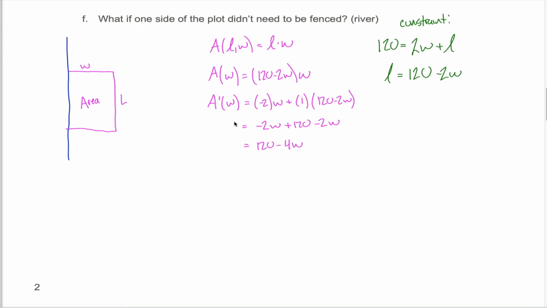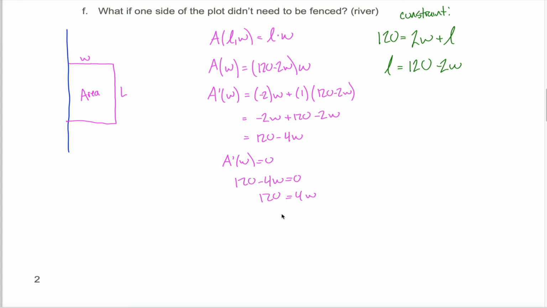The reason I found the derivative is because I'm looking for critical values. The way I find critical values is I take my first derivative and I set it equal to 0. So I got 120 minus 4W equals 0. Add 4W to both sides. Divide both sides by 4, and I get that W is again equal to 30.